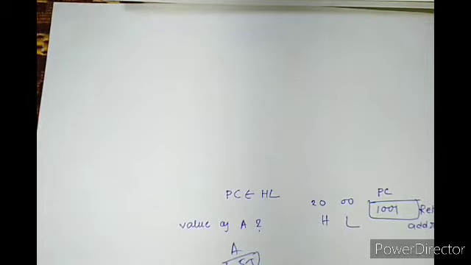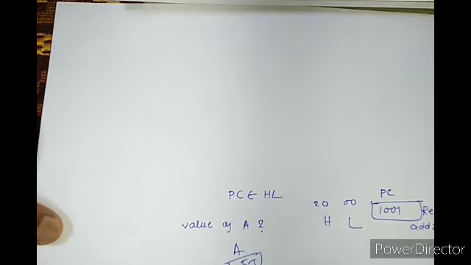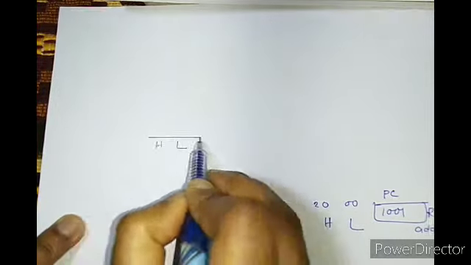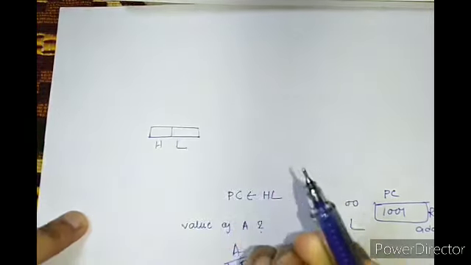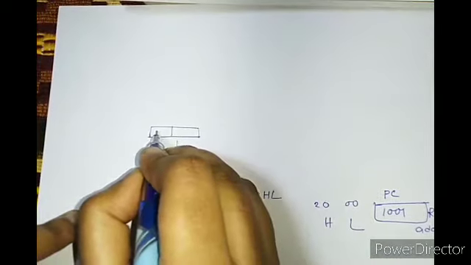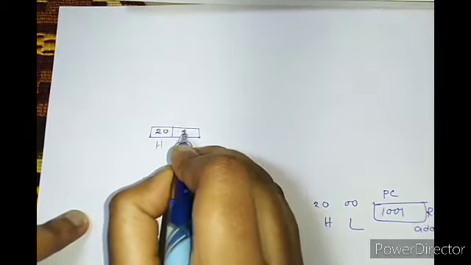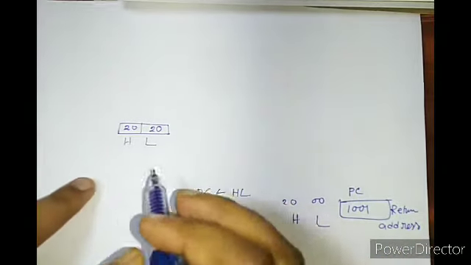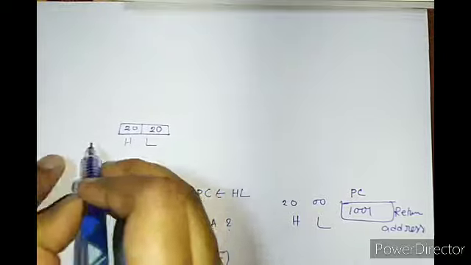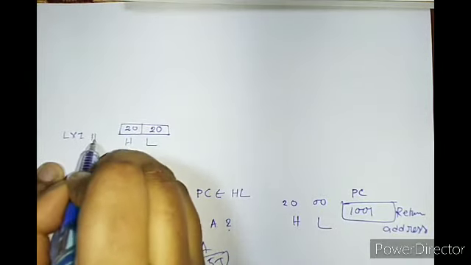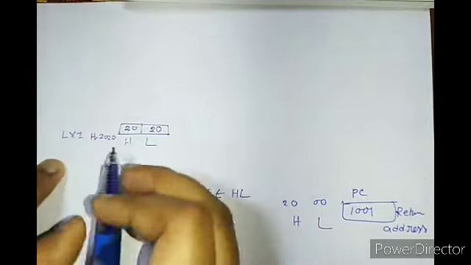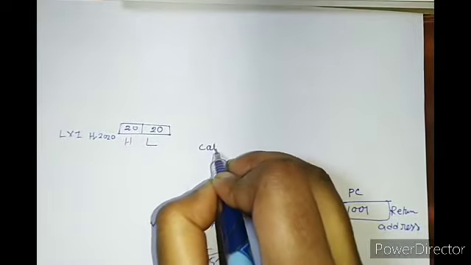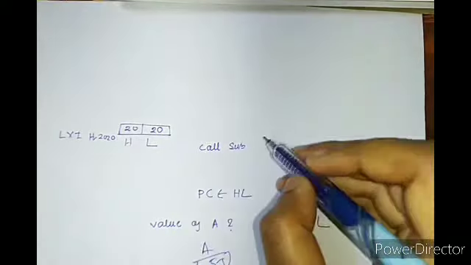Then how can I use the stack for sending parameters? You can use the HL pair here also. You can give any data, suppose 2020. Forget 2020. In a program, suppose I have initialized LXI H, 2020, and I just need this data. So you will write CALL SUB.